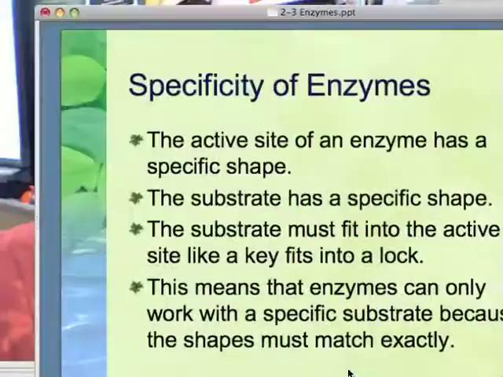All right. So that's our story about specificity. Enzymes only work for the things that they match, which means you have thousands of chemical reactions happening in your body by the use of enzymes, which means you have thousands of different enzymes in your body to do those thousands of different chemical processes.